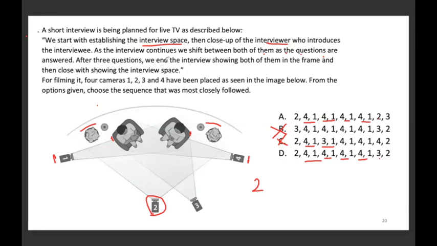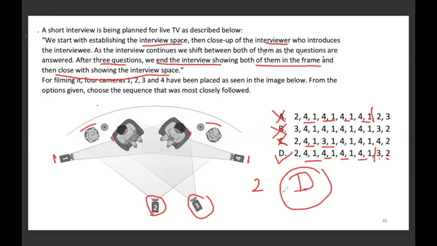So after 3 questions, we end the interview showing both of them in the frame, and then close by showing the interview space. So after the 3 questions, we see both the interviewee and interviewer together, so 3 will come, and then we end with the space, which is 2. So D is the one which will be correct and A will be wrong. So the correct answer is option D.